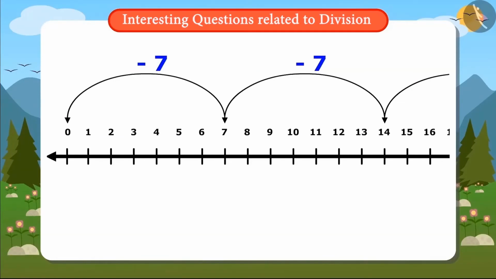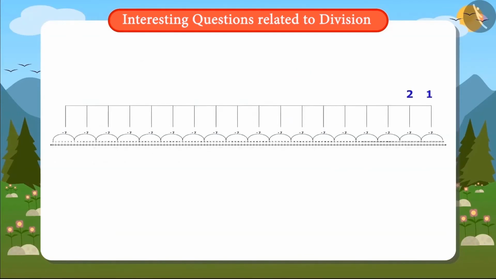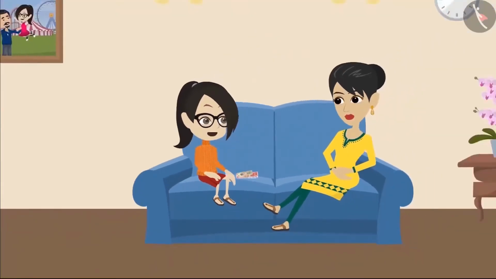Now I just want to see how many times 7 had to be reduced to reach 0. 1, 2, 3, 4, 5, 6, 7, 8, 9, 10, 11, 12, 13, 14, 15, 16, 17, 18. Now I will tell Mummy. Mummy, 126 rupees will be spent in 18 days.